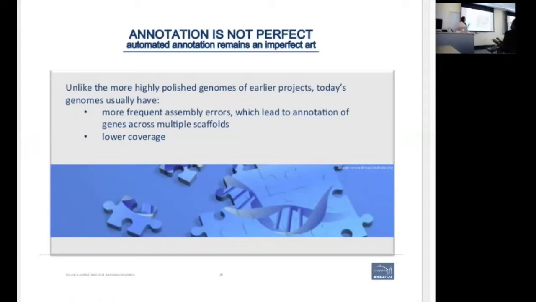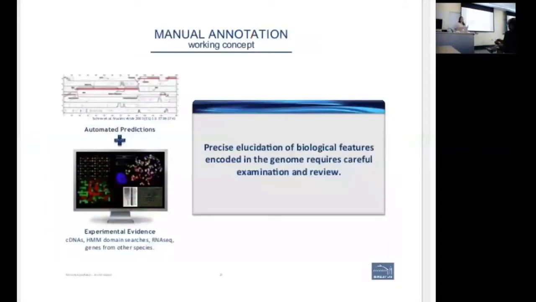And because that is not a perfect process, we decided to talk about manual annotation. Basically what I want you to think when we're talking about the process of manual annotation is that in order to identify with precision and clarity those elements of the genome, we're going to need to review a little bit more closely. And we're going to combine those automated predictions with the experimental evidence that has been made available to us to produce very informed gene models.